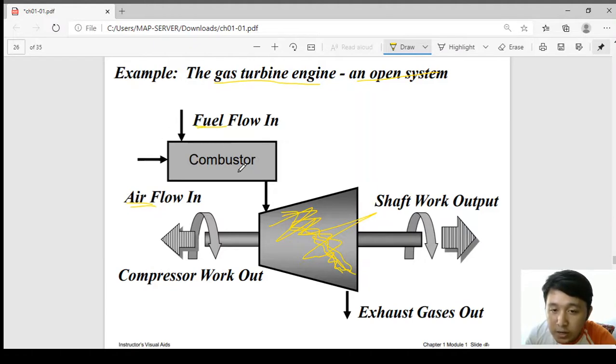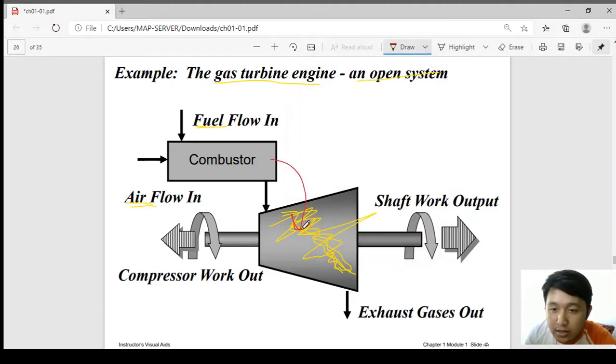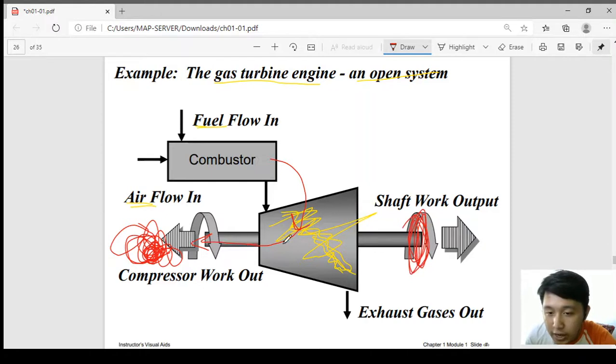So it enters the combustor, then the product of fuel and air is also a gas. It enters the turbine. And after entering the turbine, it creates work in the compressor. So it moved. After that movement, it generated energy. So after generating energy, the shaft works here. There was an output of work.